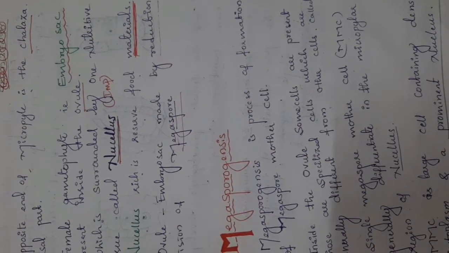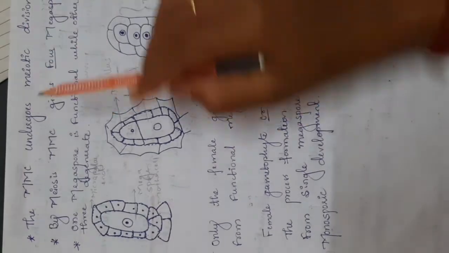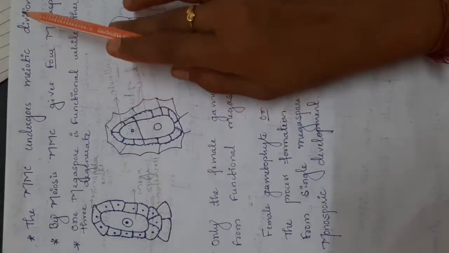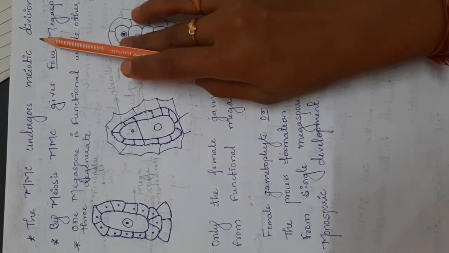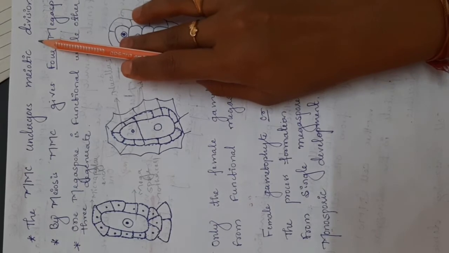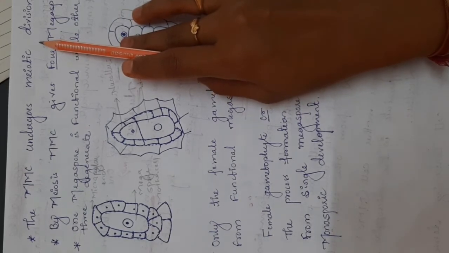Next, the MMC, the megaspore mother cell, is a large cell containing dense cytoplasm and a prominent nucleus. I already told you those cells are different from other cells by the presence of dense cytoplasm and a prominent nucleus. Next, the megaspore mother cell undergoes meiotic division. Concentrate here: in male gamete formation, or microsporogenesis, meiotic division also occurs.